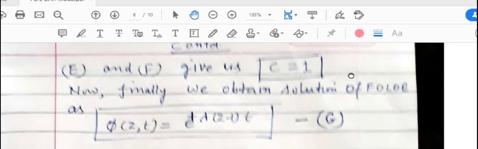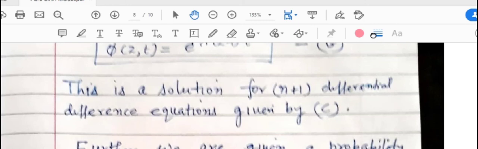Now substitute C. φ(z,t) is equal to e^(λ(z − 1)t). This is plus, but you need not write it in your note; here by mistake it was written otherwise. So now C is 1, and e^(λ(z − 1)t) is the solution of the given differential equation. How many differential equations do we have already? Remember this: these are the n minus 1 differential equations, and this is the solution.